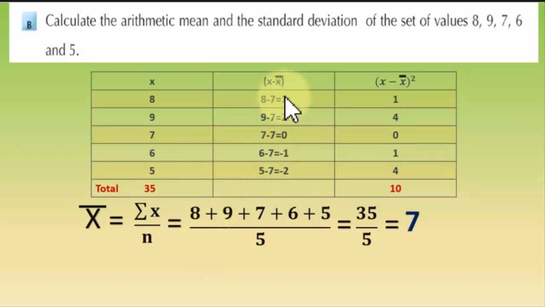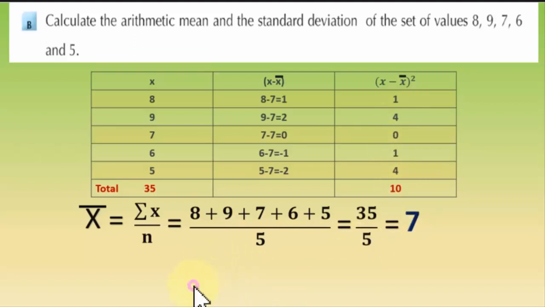After we calculated the second column, x minus x bar, we need to square it. 1 squared equals 1, 2 squared equals 4, 0 squared equals 0, negative 1 squared equals 1, negative 2 squared equals 4. Then get the sum of x minus x bar all squared: 1 plus 4 is 5, plus 1 is 6, 6 plus 4 equals 10.